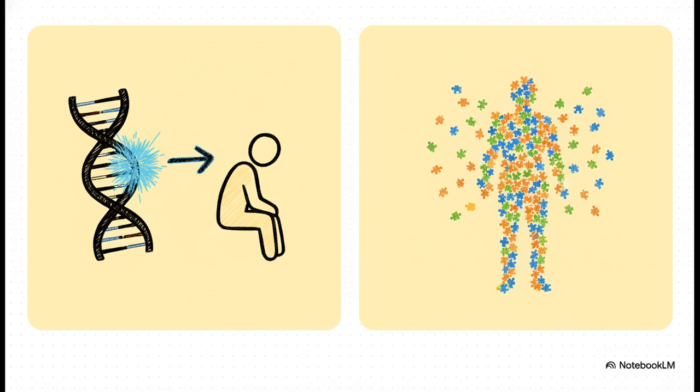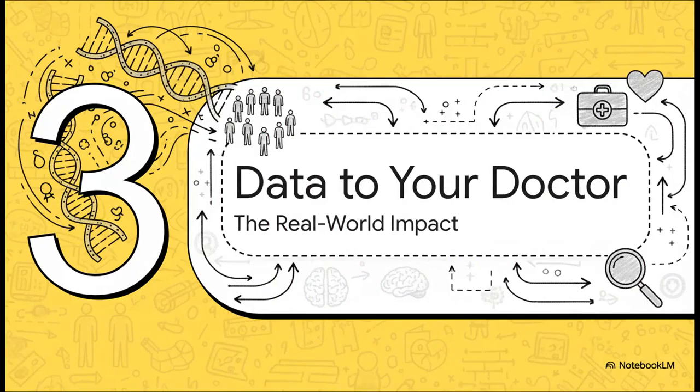Your height, your risk for type 2 diabetes, those are polygenic. It's a team effort, not a solo act. Okay, this is all fascinating science, right? But what does it actually mean for you?